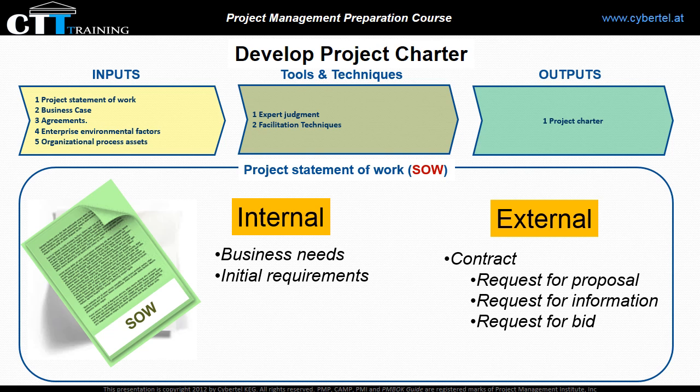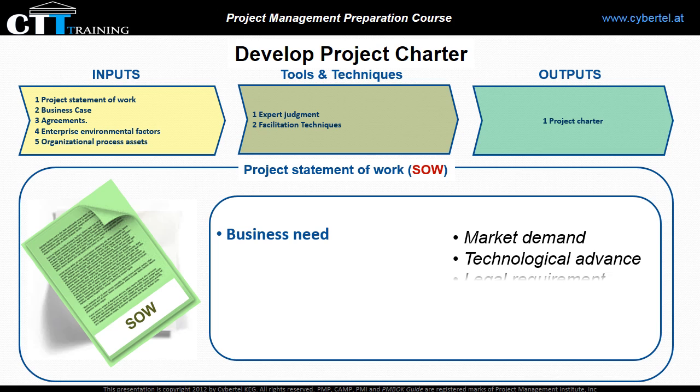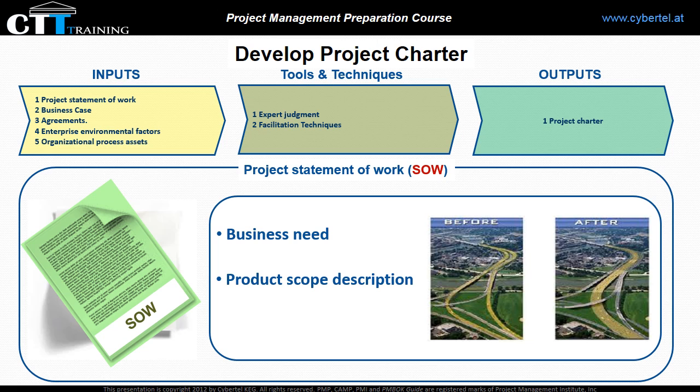Which information should be included in the project statement of work? The statement of work includes information about business need based on market demand, technological advance, legal requirement, or governmental regulation. And keep in mind, the business case includes the business need and the cost-benefit analysis. Second, product scope description. This is a description of the characteristics of the project deliverables and a description of the relation between the project deliverables and the business need. For example, it describes the situation before and after the project.